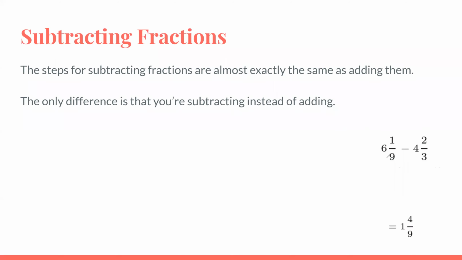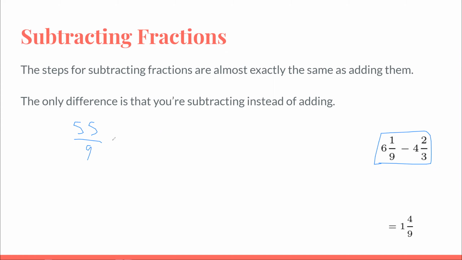Okay, so in how I like to do mixed fractions is that first I want to convert them into improper fractions. So 6 times 9 is 54 plus that 1 would be 55 upon 9. Remember, keep the denominator the same. Minus, then you would convert 4 and 2 upon 3 into improper by doing 4 times 3, which is 12, plus 2, which is 14, and then keep the denominator same.